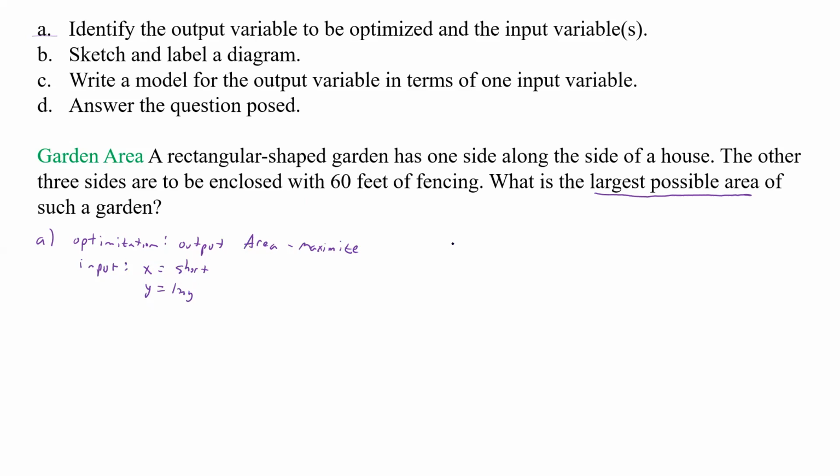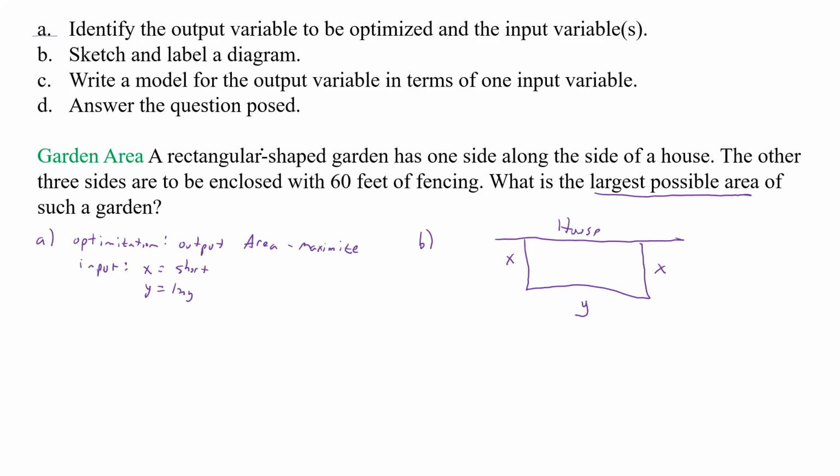Now, for part B, we need to sketch the thing. Well, this is kind of like the one I said before. We have this house and we have this rectangular garden we're going to have outside here. So instead of a patio, we're going to have a garden. I said the short sides were X. And again, it doesn't matter how you do it as far as you draw, the short sides are X and the long side is going to be Y.